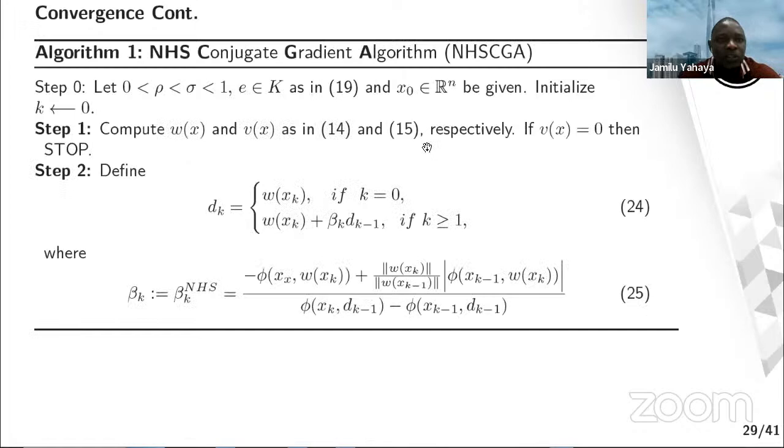So this is our proposed algorithm. In the initialization step, we have rho between zero and one, E in K as defined in 19, and x naught as the starting point given. In step one, we compute W of x and V of x as in 14 and 15 respectively. If V of x is zero, then we stop. Then we compute d k as defined in equation 24, where for beta k we considered a modified Hestenes-Stiefel conjugate parameter, which is defined in equation 25.